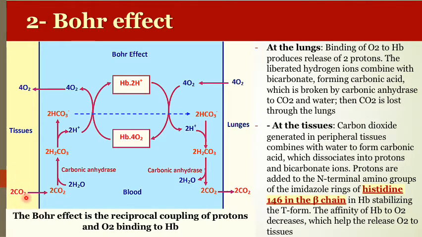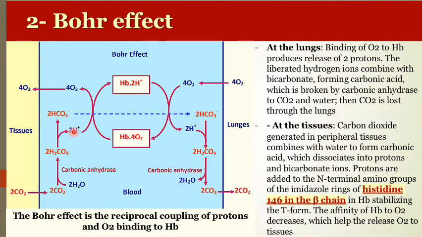Carbon dioxide at the tissue comes from oxidation of all foodstuffs: oxidation of carbohydrate, oxidation of lipids, oxidation of some amino acids. Carbon dioxide will enter the RBCs and combine with water inside the RBCs. By the action of carbonic anhydrase, it forms carbonic acid. Carbonic acid will dissociate into hydrogen ion and bicarbonate. Now you understand where bicarbonate comes from. Bicarbonate comes mainly from carbon dioxide, which results from oxidation of carbohydrate, lipids, and proteins.